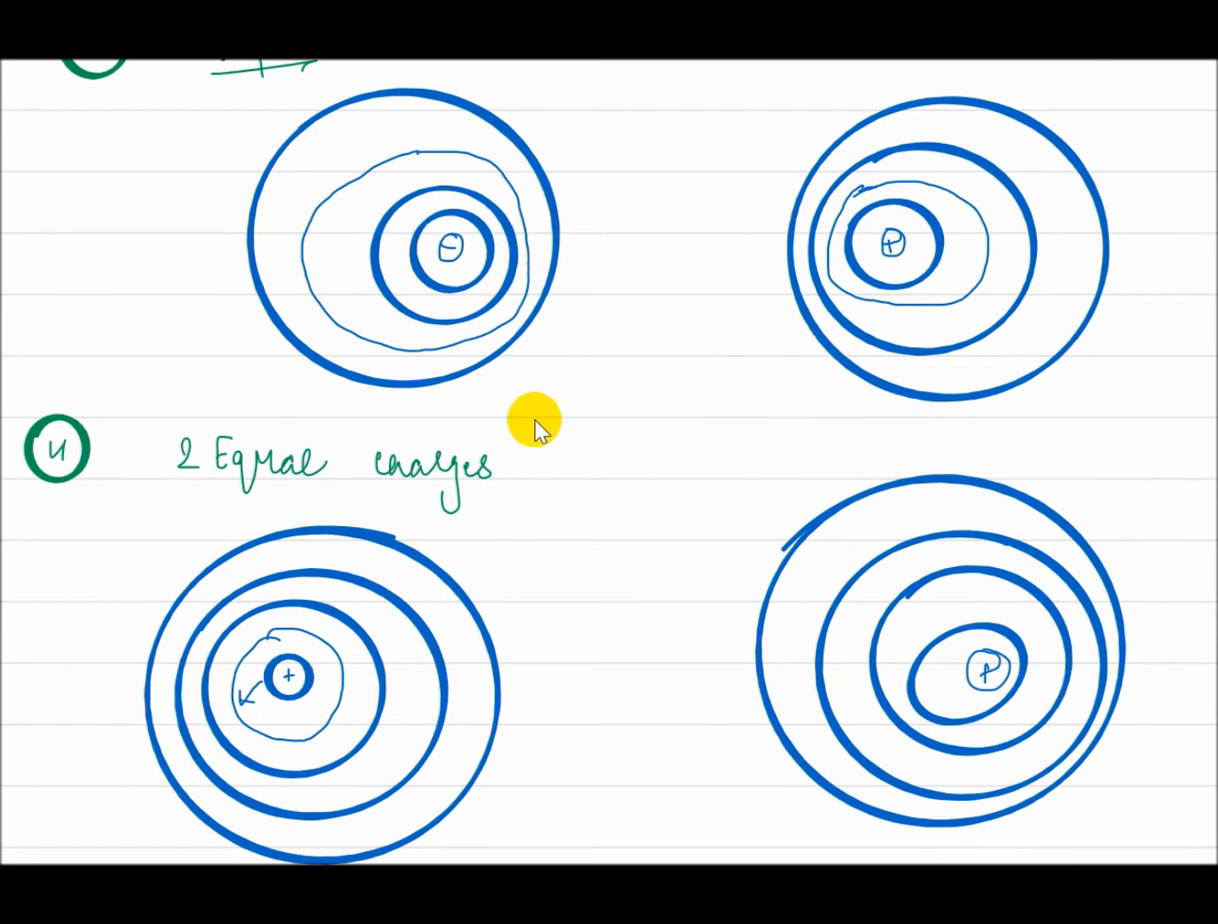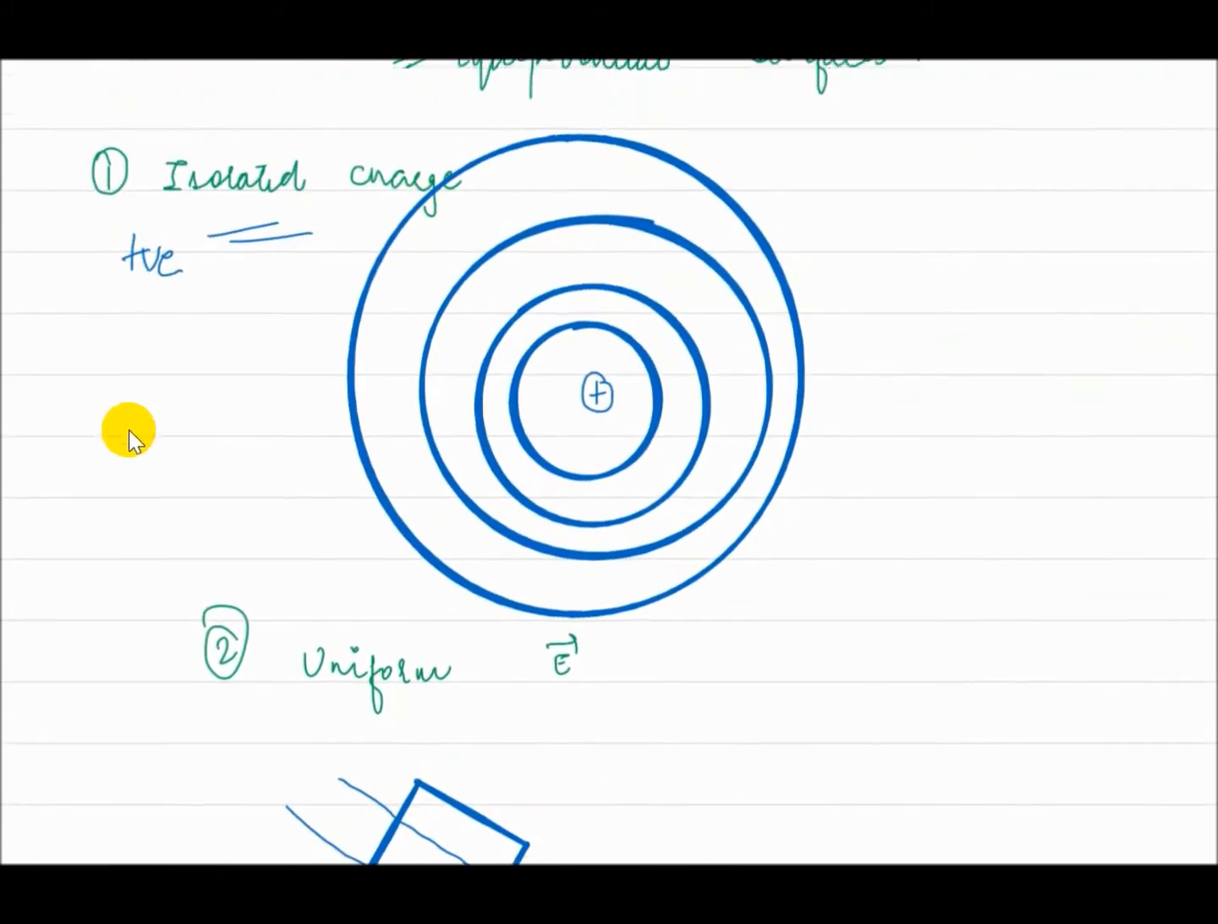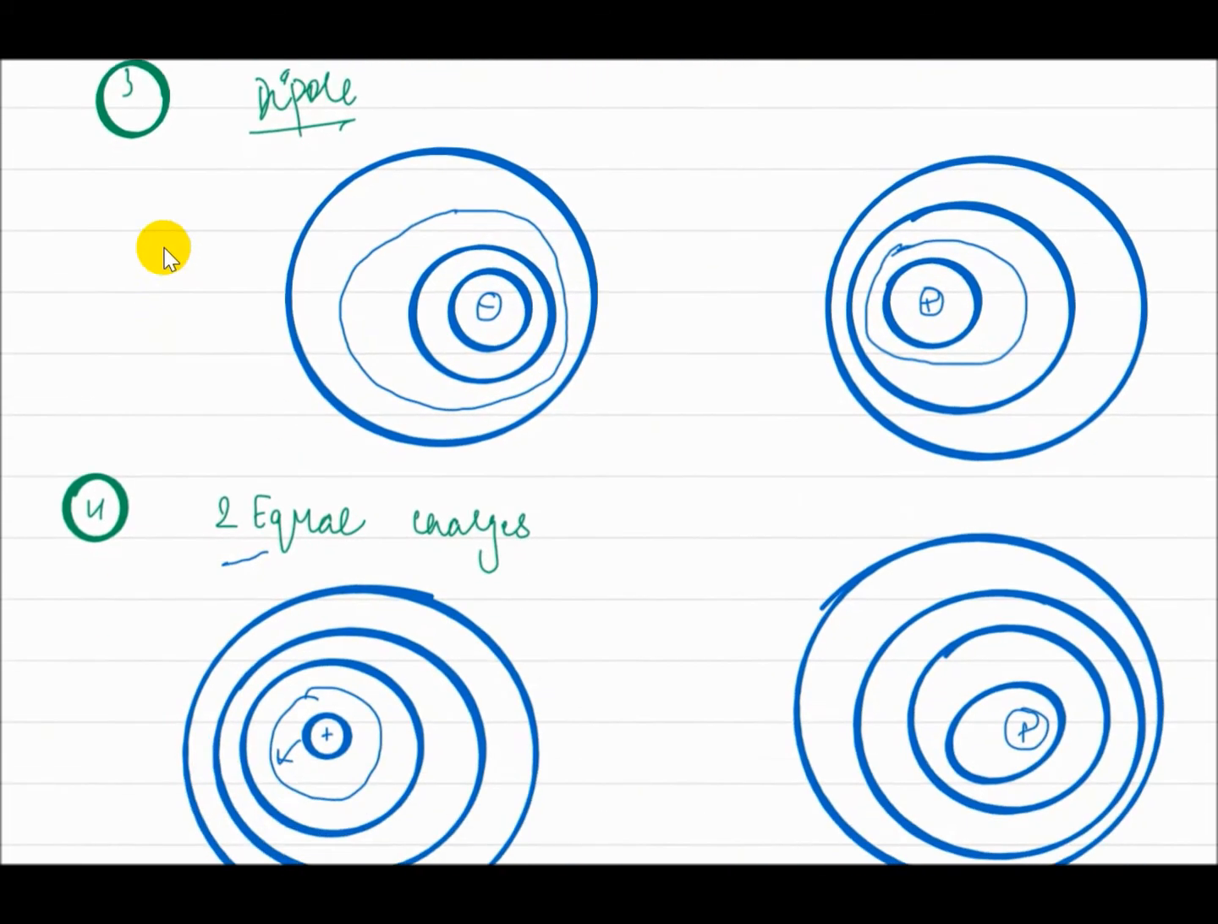So these are the four equipotential surfaces that we have drawn. Two equal charges, dipole, a uniform electric field, and a single isolated charge. So we have four properties that we have derived from the diagrams. The first property that we'll mention is the electric field is always perpendicular to the equipotential surface.